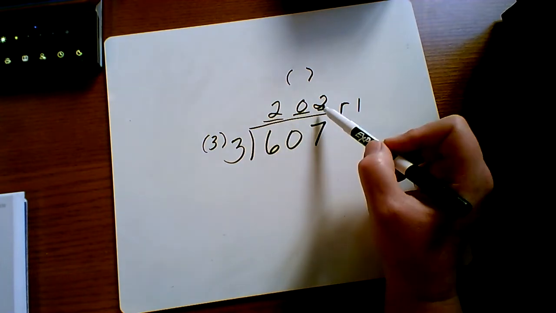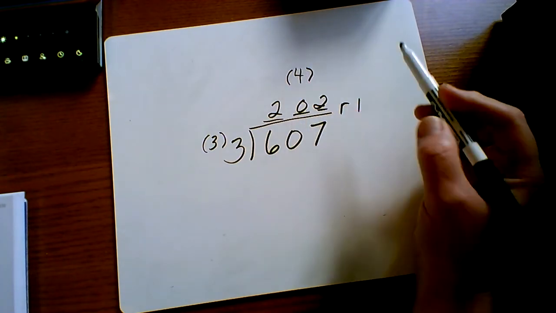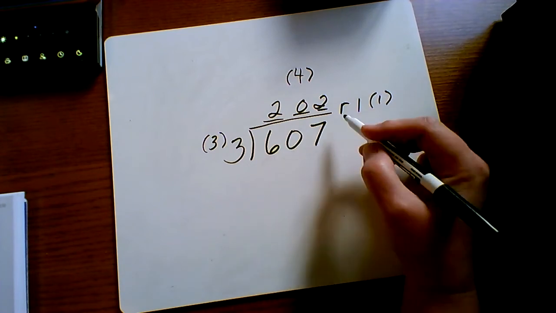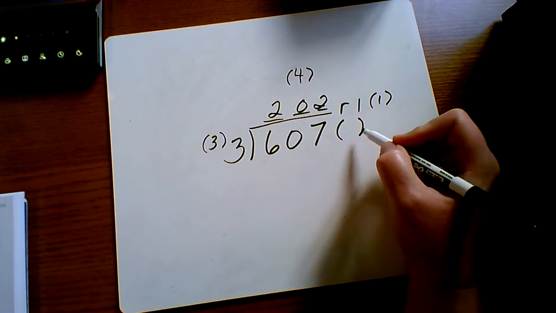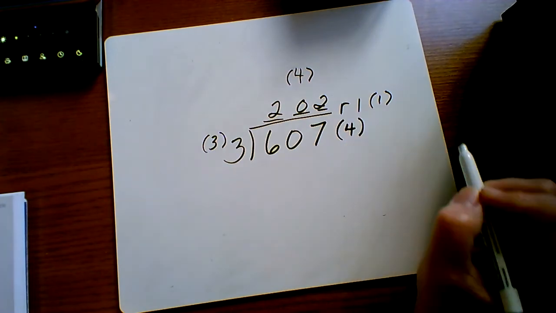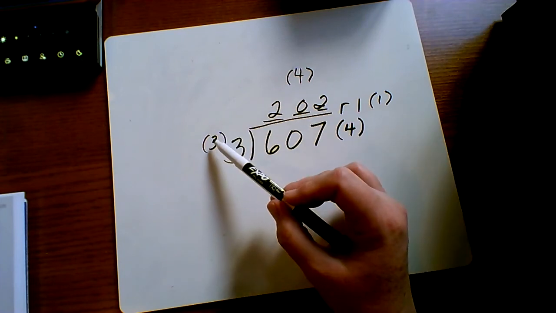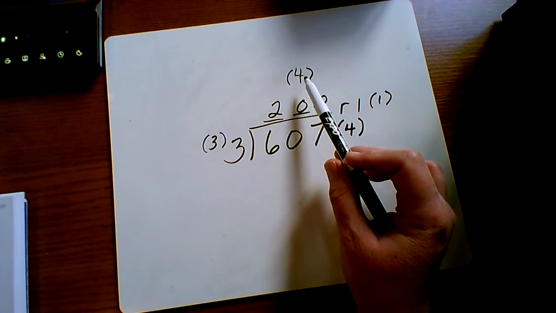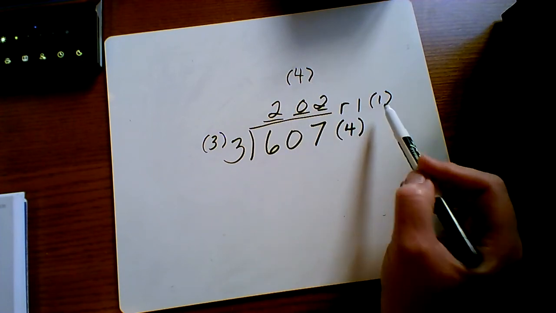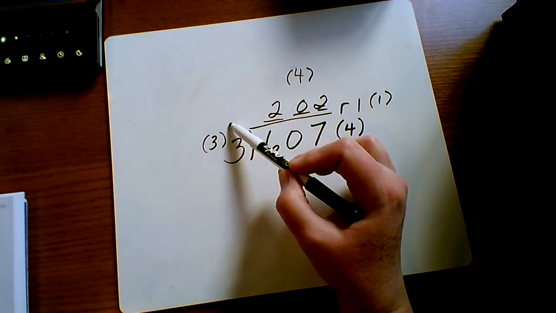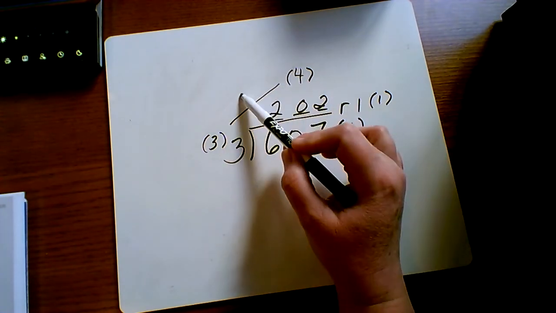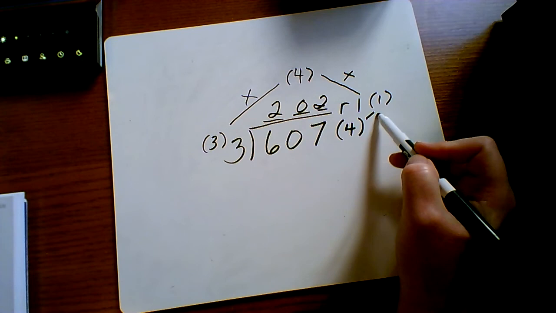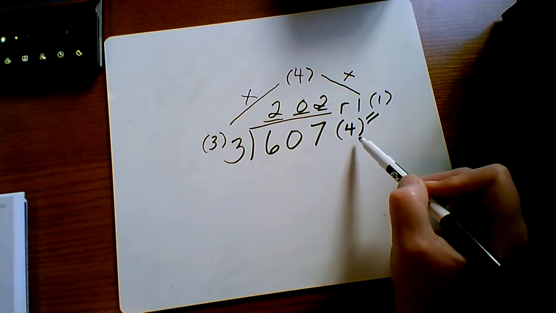So for 202, that check number would be 4. Our remainder's check number is 1. And then 6 plus 7 is 13, so that check number would be 4, because 1 and 3 is 4. So let's see if that works, okay? 3 times 4 is 12, so that check number would be 3. Plus 1 is 4, and our check number is 4. Remember, 3 times 4 plus 1 equals the check number for the dividend, which is 4.